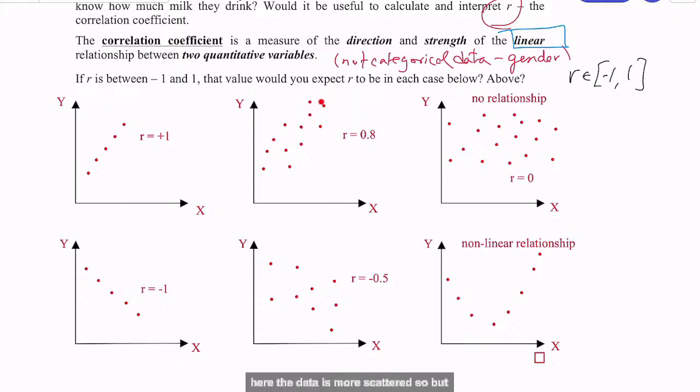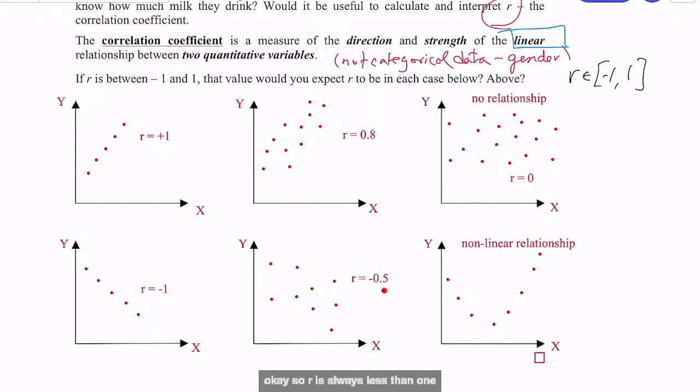Here, the data is more scattered, but still it's positively sloped, and they're not so scattered. It's pretty clear the data is going up, and this would be something like an R of 0.8. Here's an example of the other extreme, R of -1, perfectly negative on this line that's down sloping. And this is an example of more scattered than the one above, but it's kind of going down. So there's still a negative, but I'm going to say -0.5.